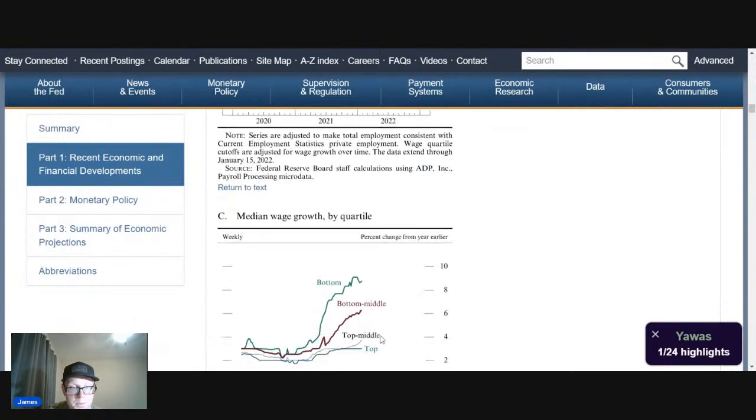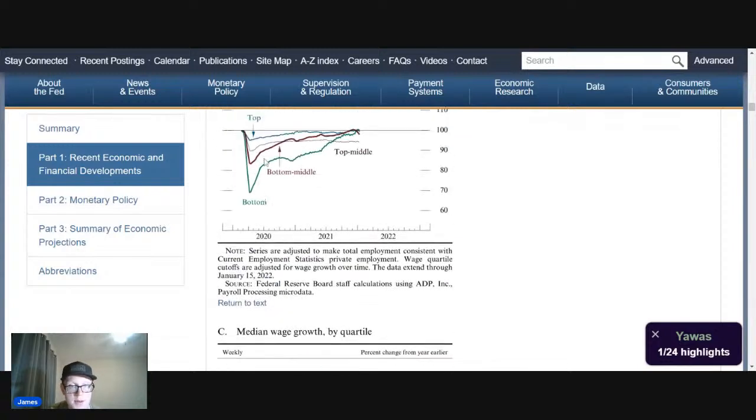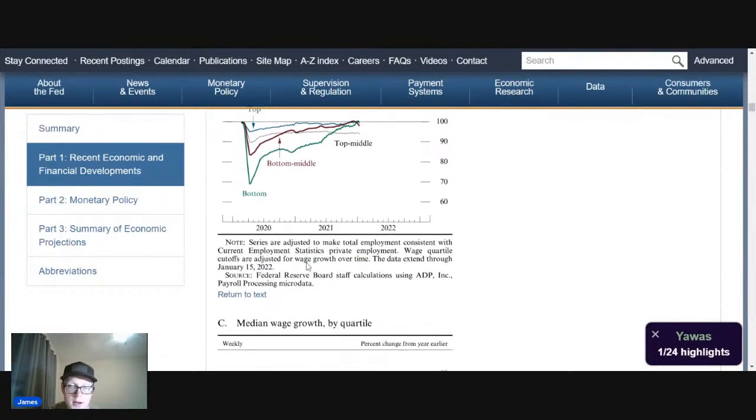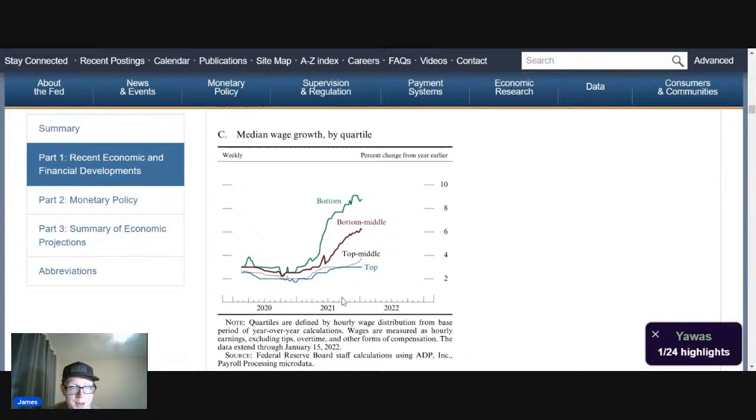Median wage growth is then kind of reflecting this, like it's flipped, where their wages are growing the most because they need the most incentive to go back to work, probably for multiple reasons. And we've kind of already gone over that. But yeah, that's all I really got.